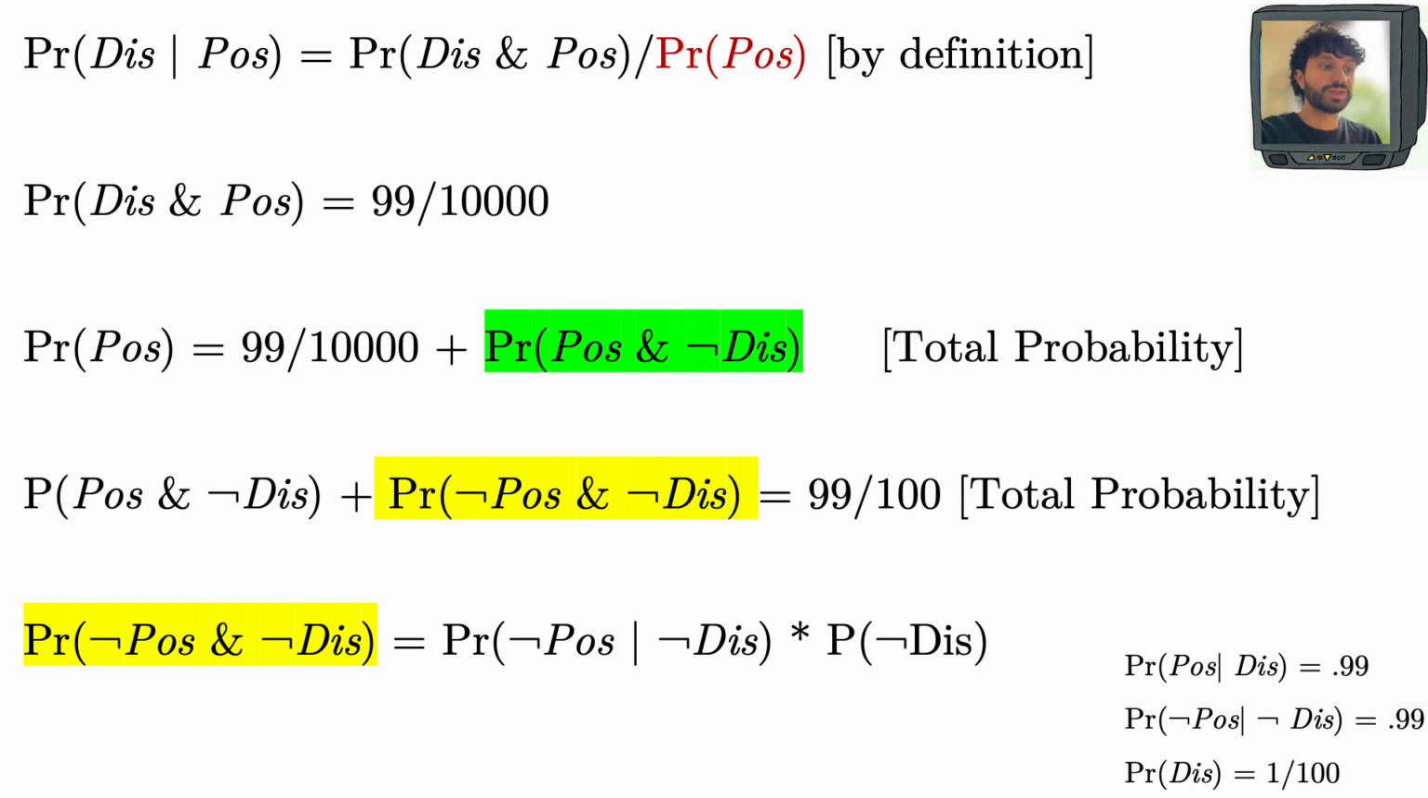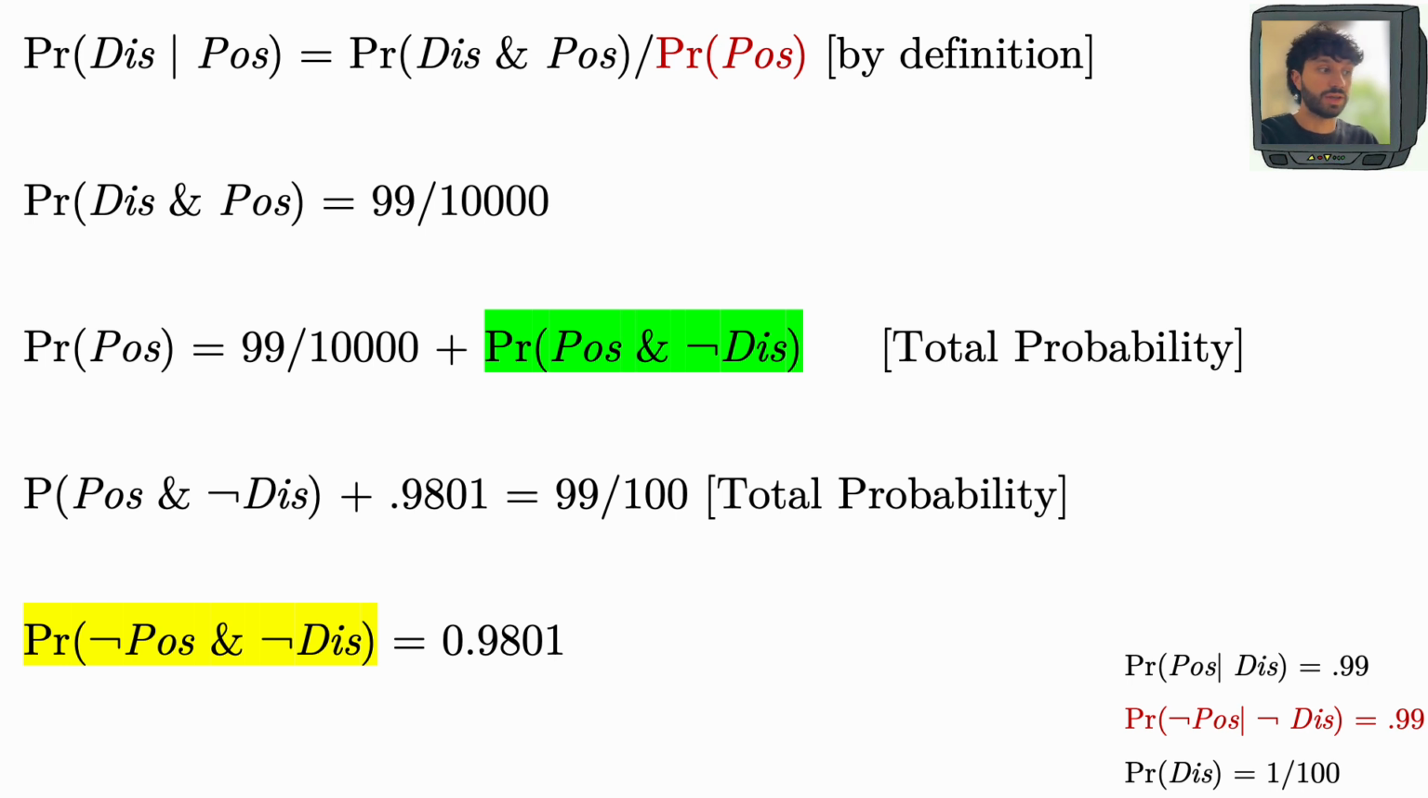Why are we doing this? Because we actually have the information of what the probability of not testing positive given not having the disease is, right? This was given to us in the assumptions. It's 0.99, so it's 99 over 100. And we also just figured out what the probability of not having the disease is, just a little bit before, which was also 99 over 100. So we multiplied these with our calculator, and it's 0.9801. So now we found the highlighted yellow part, we just replace it in the equation, and we're almost done, right?